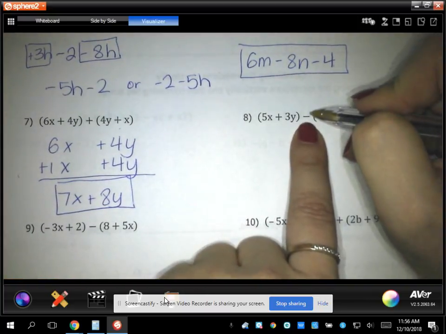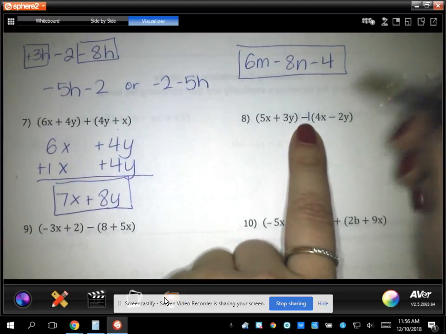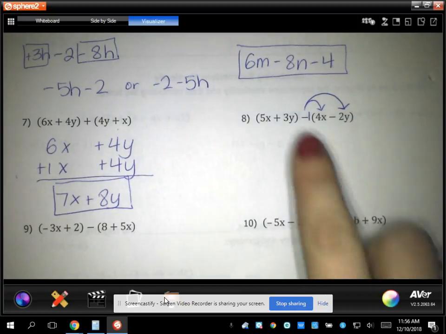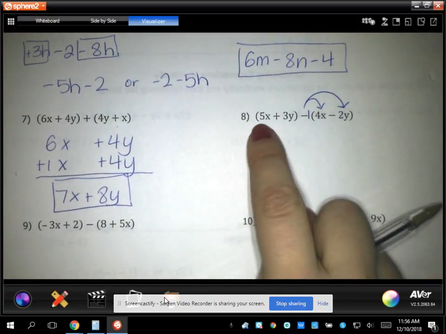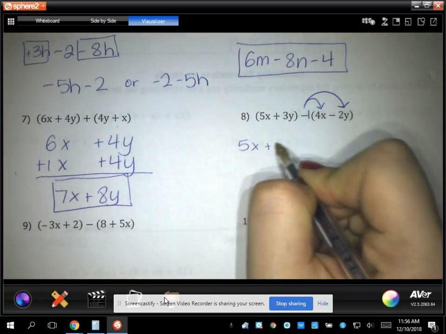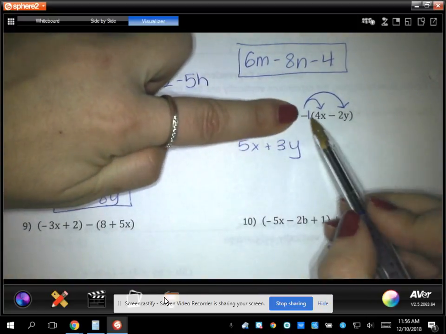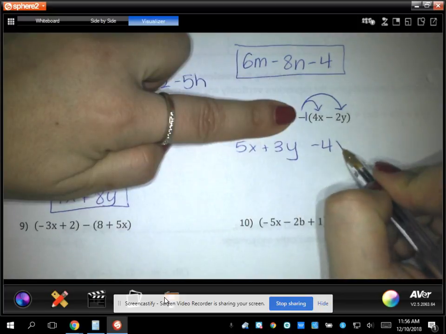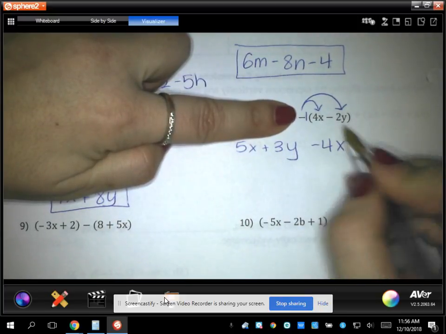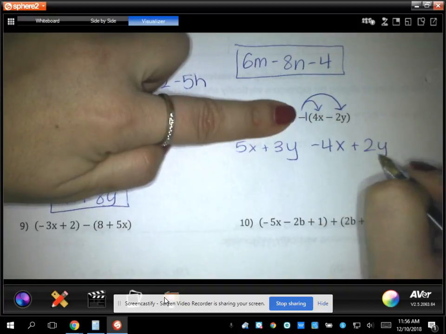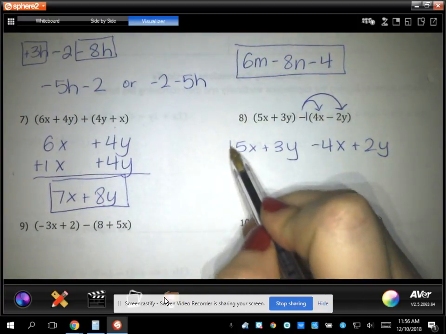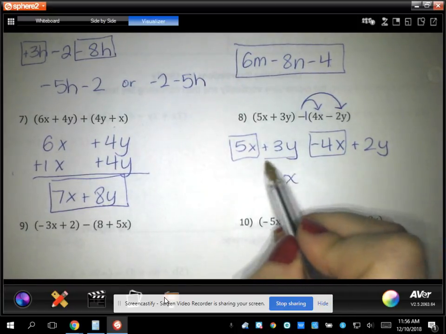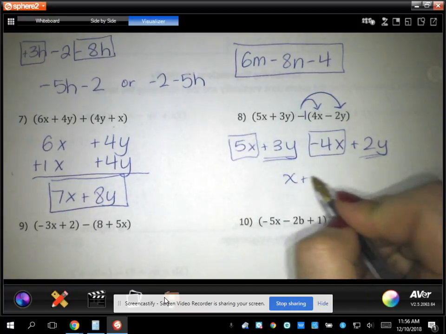When it's subtraction, I'm going to make that negative into a negative 1. I'm going to distribute it to all the terms that are after the subtraction sign inside those parentheses. So my first expression is 5x plus 3y. Now I'm going to distribute the negative sign to these terms. Negative 1 times 4x is negative 4x. Negative 1 times a negative 2y is a negative times a negative. That's a positive 2y. Now I can combine like terms. So here's my 5x minus 4x. That's just positive 1x. And we have a 3y plus 2y, and that's positive 5y.